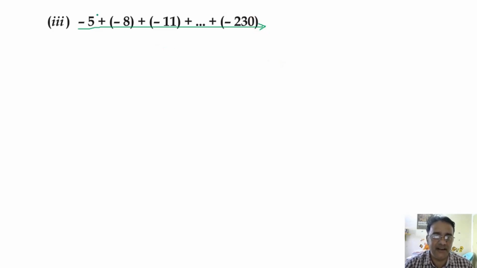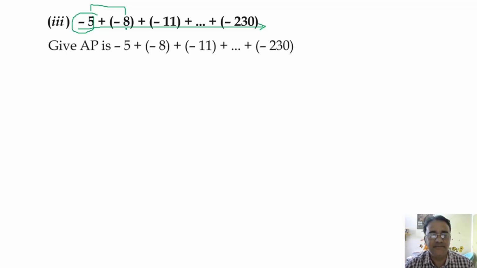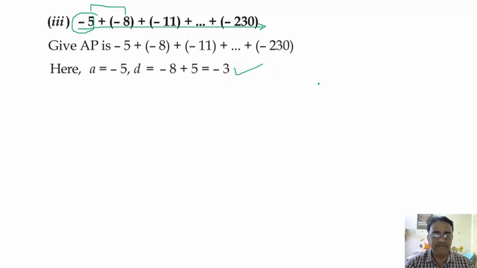So what is a here? We start with a equals minus 5. And what is d? a2 minus a1, so minus 8 minus (minus 5). Minus of minus 5 becomes plus 5, so minus 8 plus 5 is minus 3. Any doubt here? No, sir.